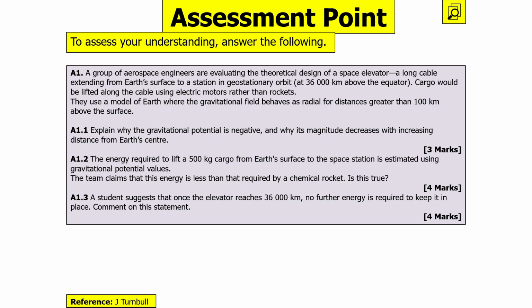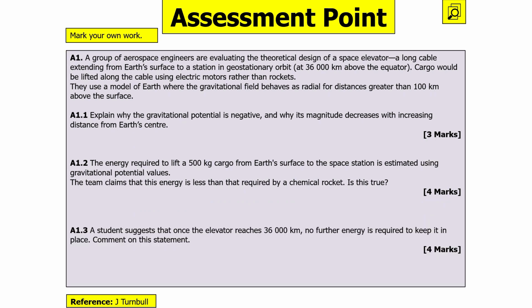The energy required to lift a 500 kilogram cargo from the Earth's surface to the space station is estimated using gravitational potential values. The team claims that the energy is less than that required by a chemical rocket. Is this true? Then a student suggests that once the elevator reaches 36,000 kilometers, no further energy is required to keep it in place. Comment on this statement. So, pause the video now, then unpause the video when you want to go through your answer.